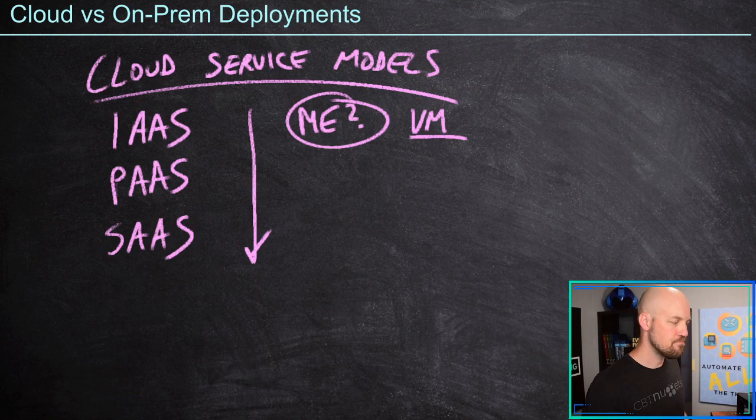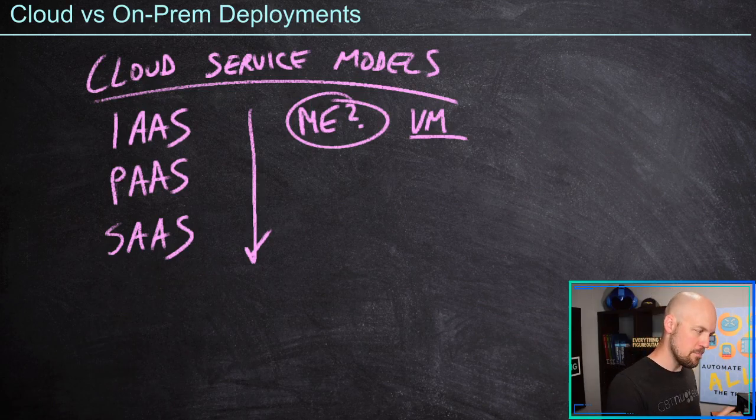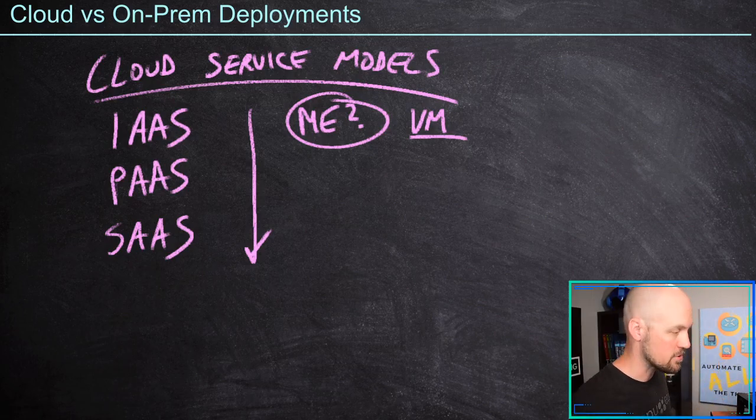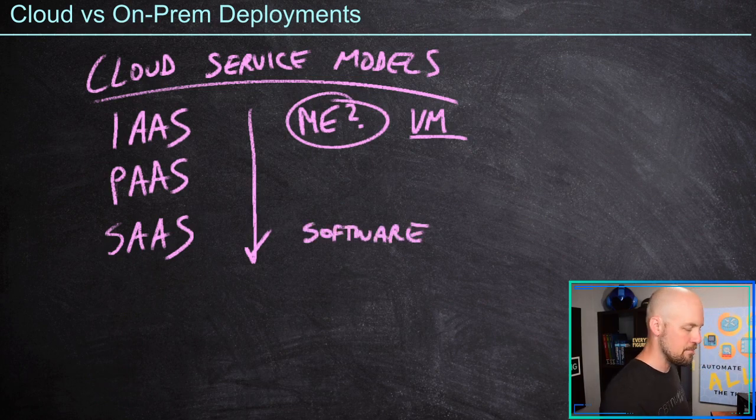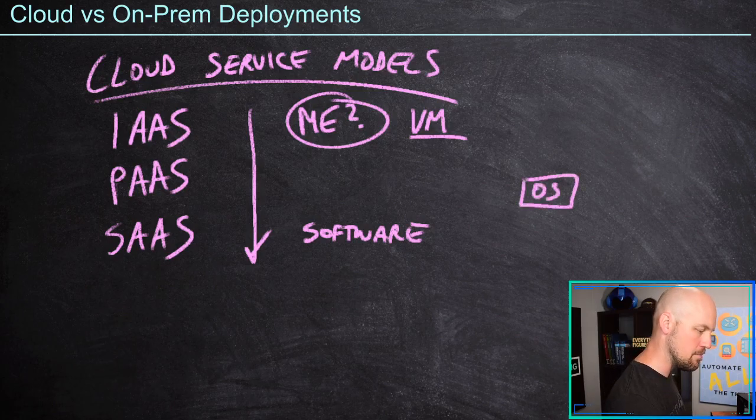But can I manage less? That's the question. I'm going to skip platform as a service for a moment because it's a little bit nebulous. Little cloud humor there. It's hard to define platform as a service, but you kind of get a sense of what it is once we define software as a service. So what's software as a service? Software as a service says I'm only going to manage the software itself. So when we think about it, what does a virtual machine look like? Well, a virtual machine has an operating system and it has an application.